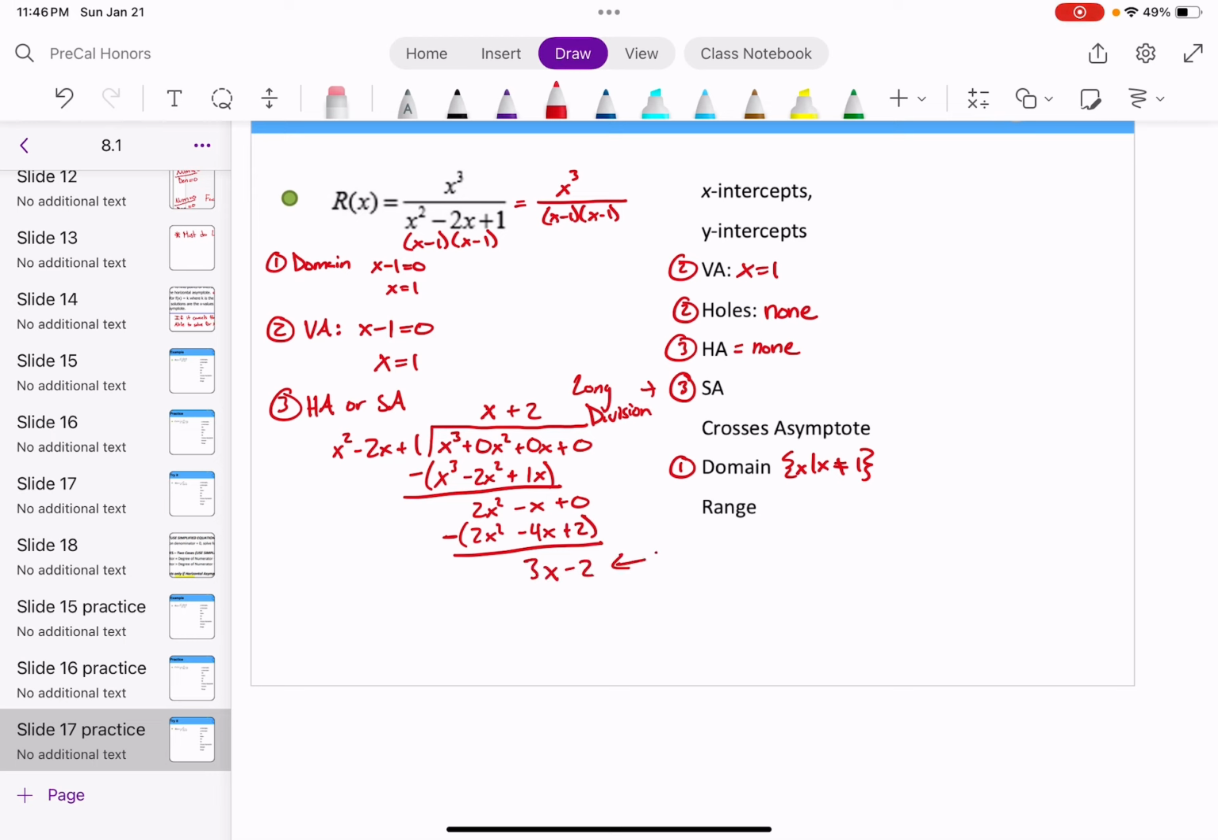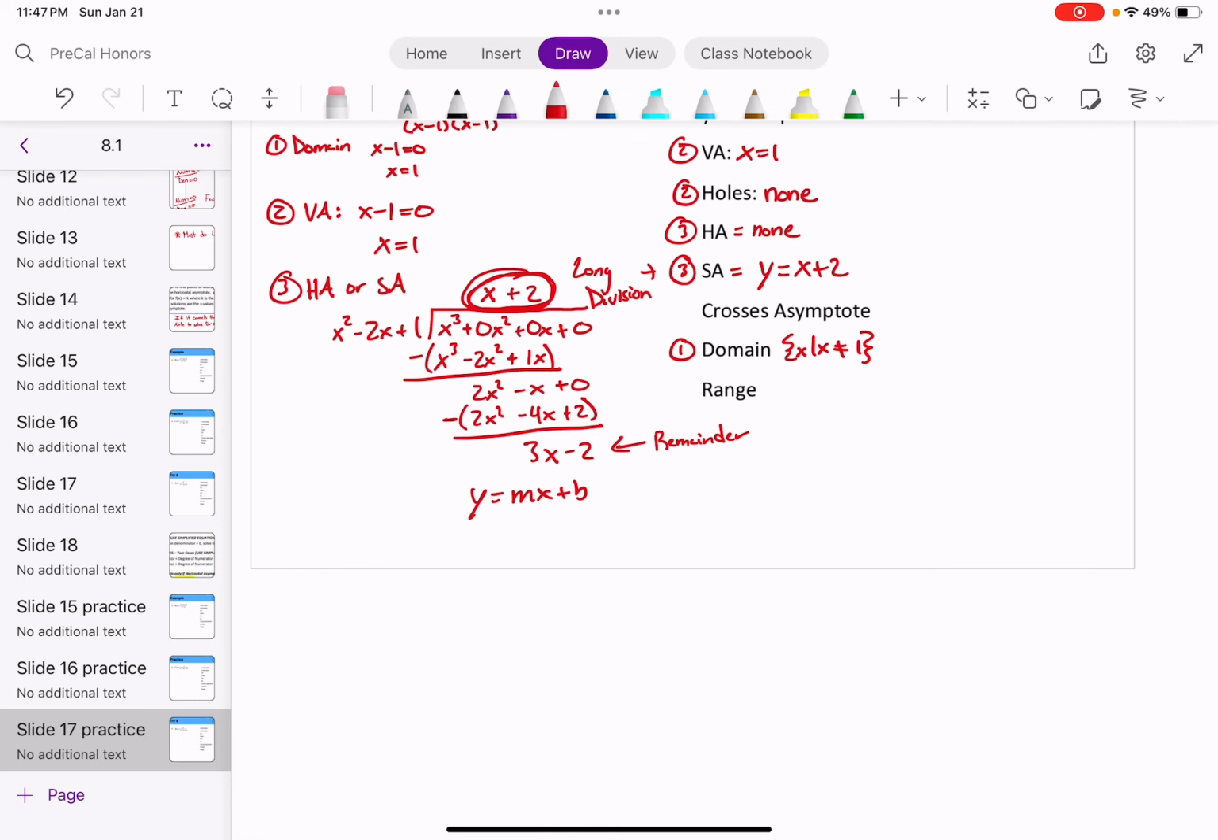Now this right here is our remainder. Our remainder does not matter to us. What matters most is the quotient at the very top. And our answer for our slant asymptote will always be given in the form of y is equal to mx plus b, which means our answer here is y is equal to x plus 2. Now, our next question is going to be, where does it cross? Which is going to be number 4.